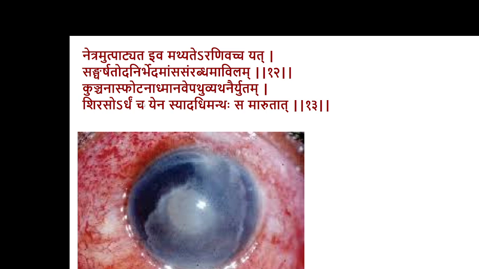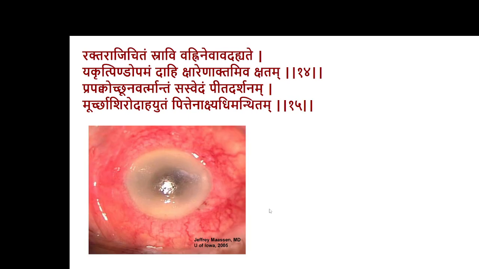The whole area becomes greyish in appearance. That's considered as the Vataja. It could be something like the higher grade of the endophthalmitis.